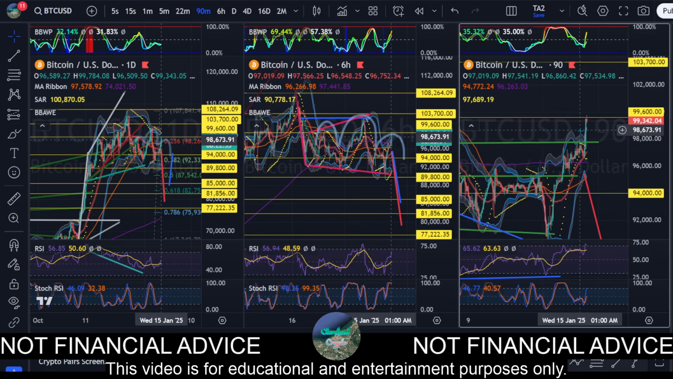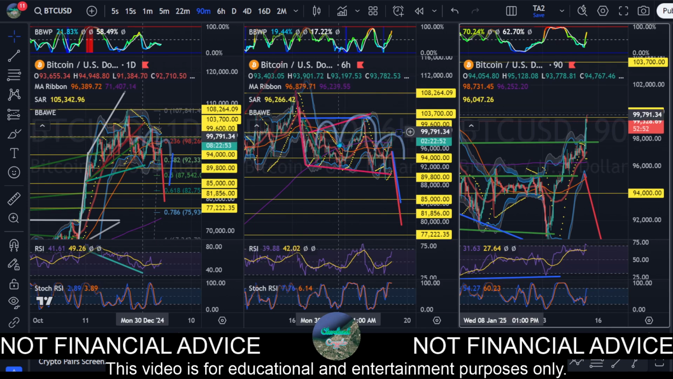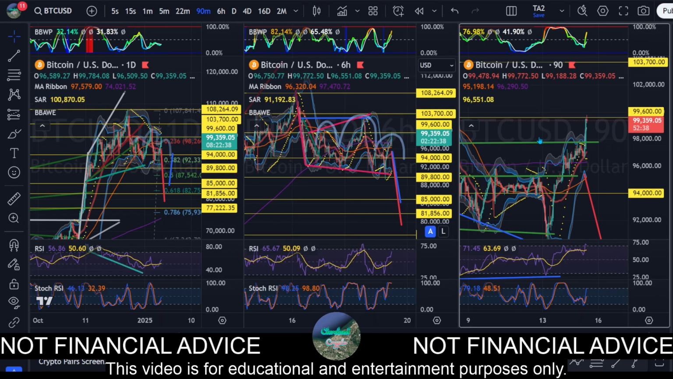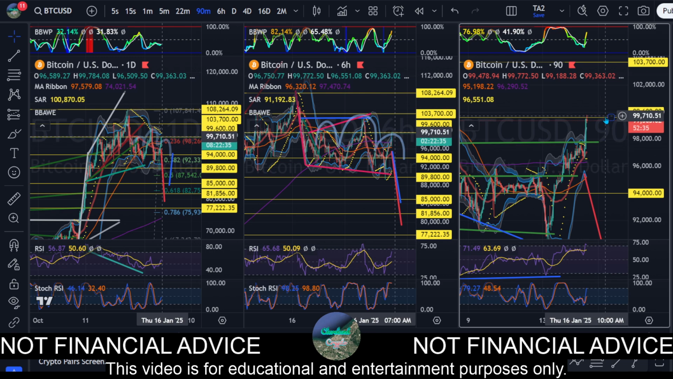Now, we talked about this yesterday. We even drew this predictive head and shoulders pattern that could be playing out as we speak. Right now, we are seeing the bulls finding a little bit of resistance here at 99.6. You can see it here on the 90-minute chart, 99.6 resistance. Look at that. Just like I said.